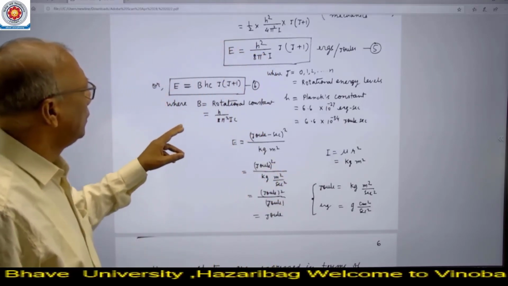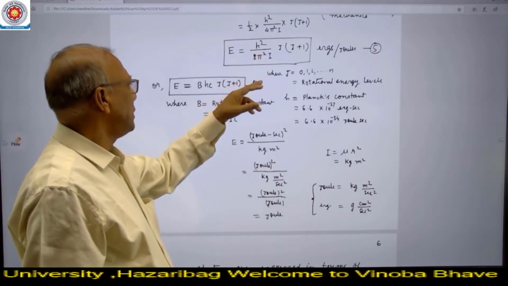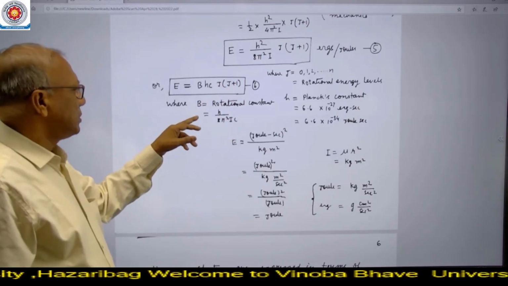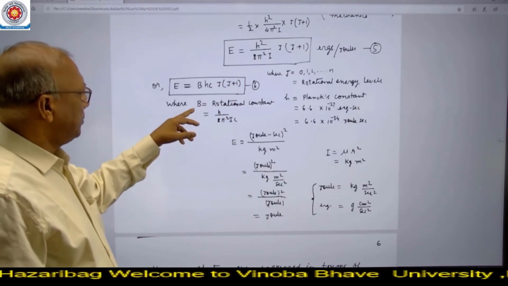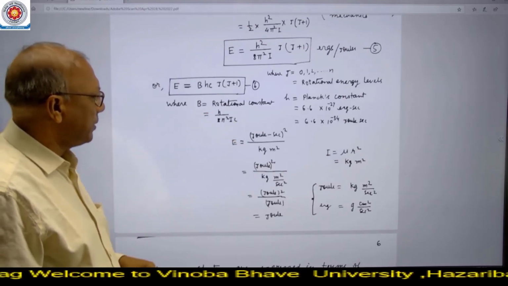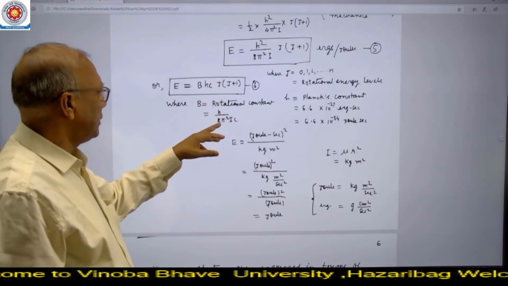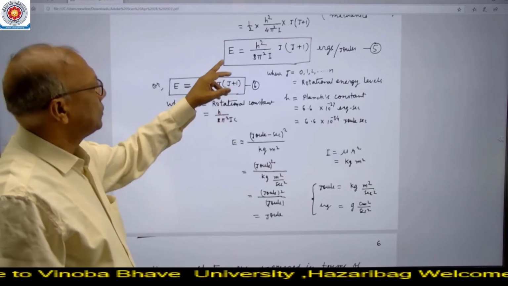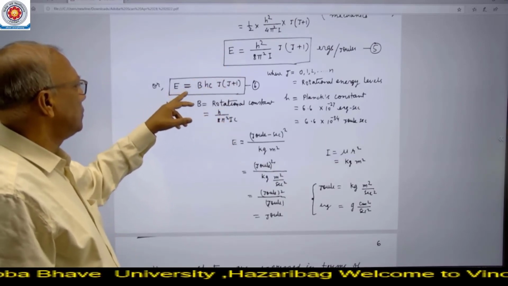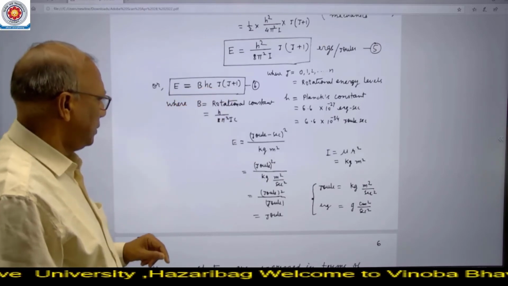If this h square by 8 pi square I is written in terms of the rotational constant, then the rotational constant is denoted by B, and it has the value h by 8 pi square I c, where c is the velocity of light. So if we want to write equation 5 in terms of the rotational constant, then it becomes E is equal to B h c J into J plus 1.